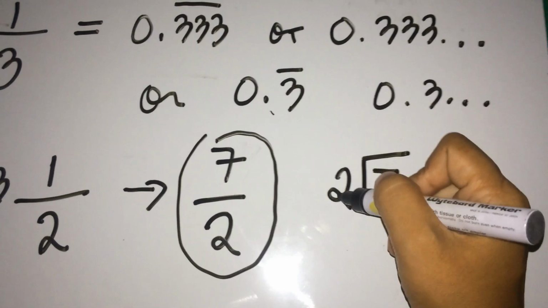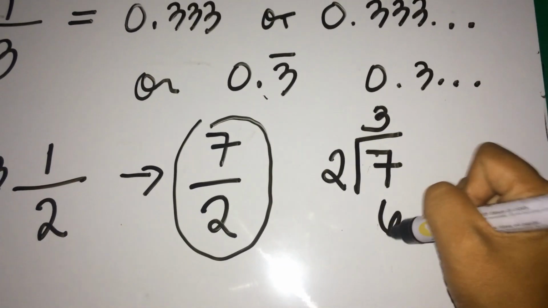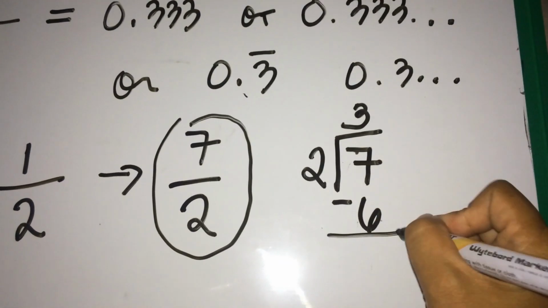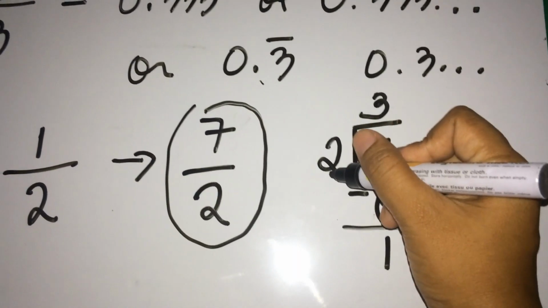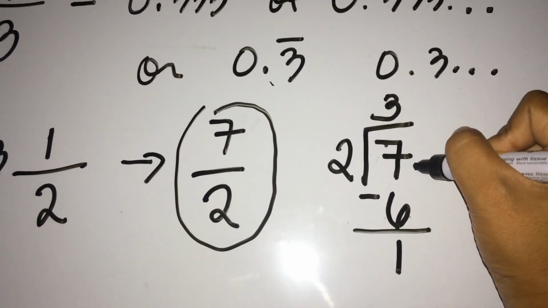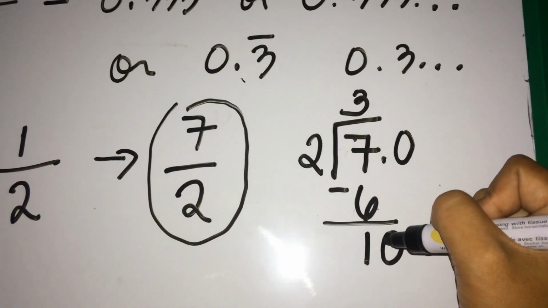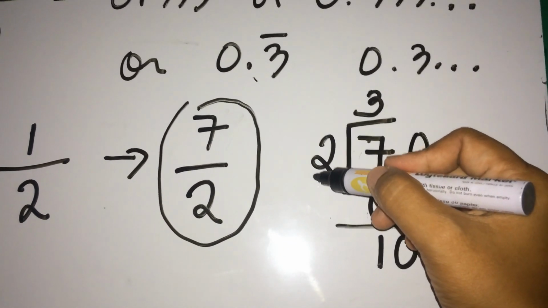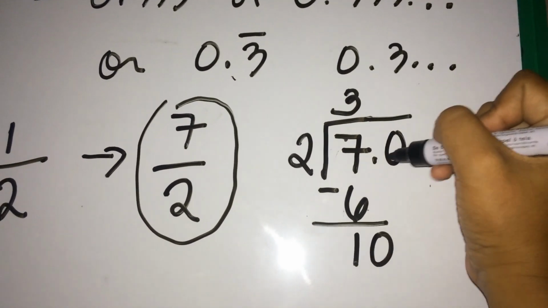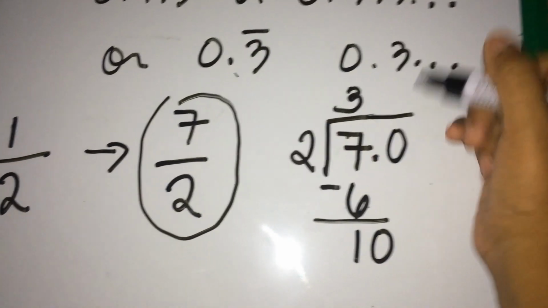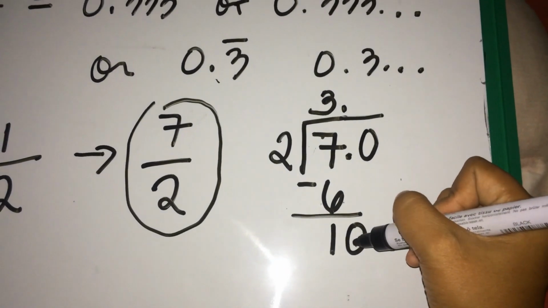So 7 divided by 2 is 3. 3 times 2, 6. Okay? Then 7 minus 6 is 1. Since you cannot divide 1 by 2, we need to add 0 to make this 10 so that it would become greater than the divisor. So the moment you add 0, don't forget to add also a decimal point here and another decimal point there. So this time we'll proceed with our division.